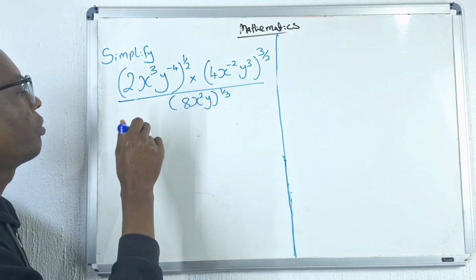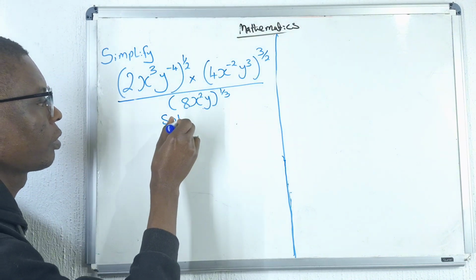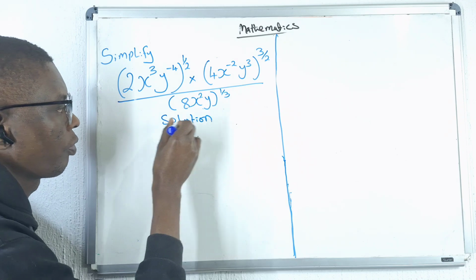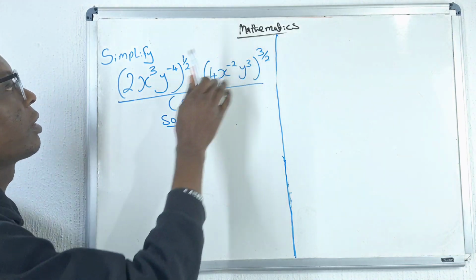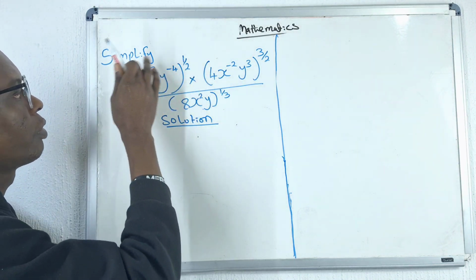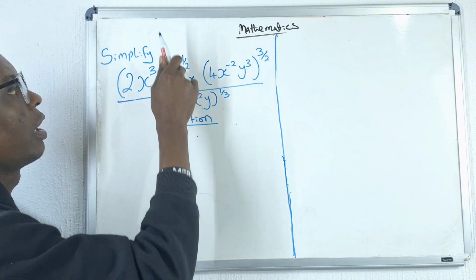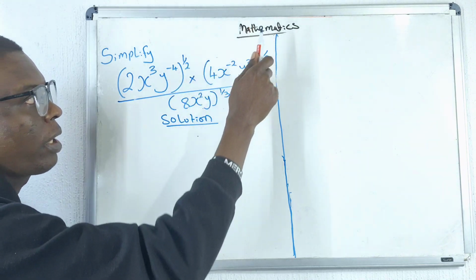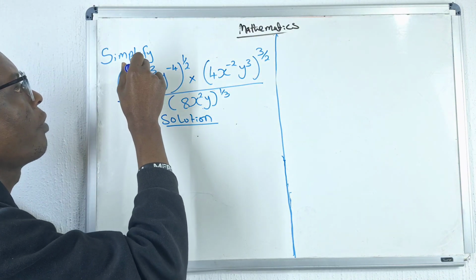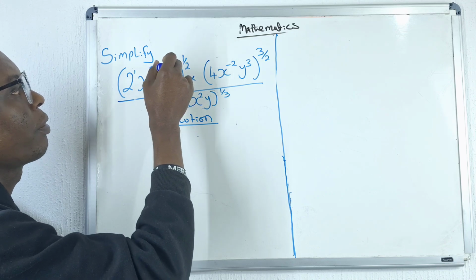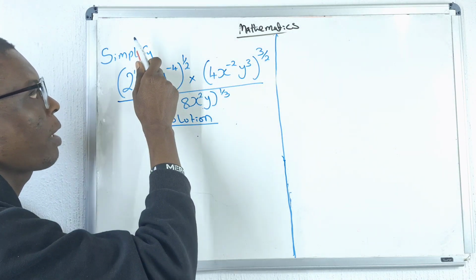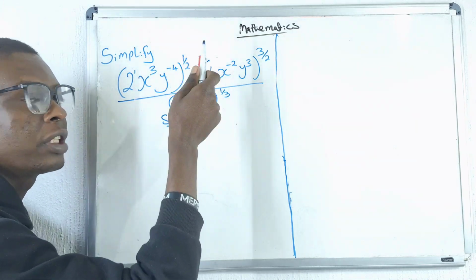All right, so solution. Looking at this, we have some indices all bracketed with some powers outside. So all these are powers, and there is a rule that simply states that a power can multiply a power outside, which is the rule of powers.